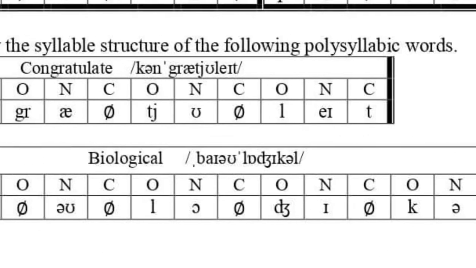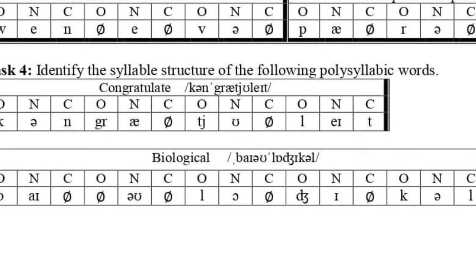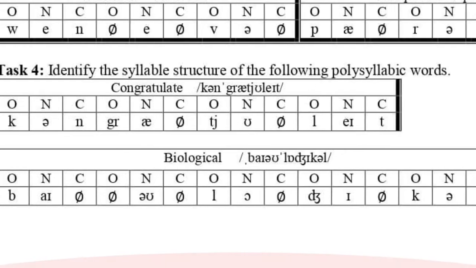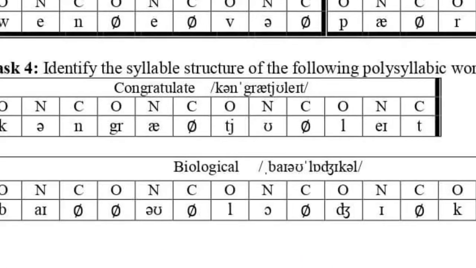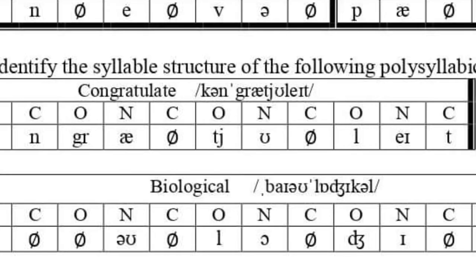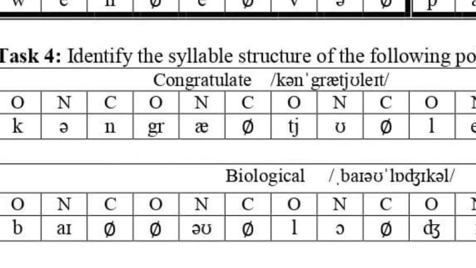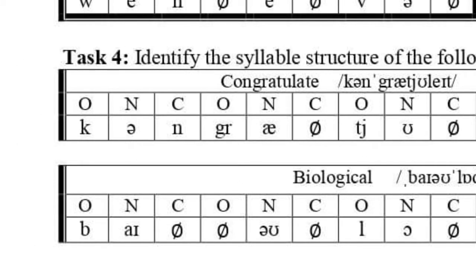We move to the last exercise where you have polysyllabic words. It means words consisting of more than 3 syllables. So here we have 2 words. The first word is congratulate. In this word, we have 4 syllables. So we start with the first syllable. In the first syllable, the onset is k, the nucleus is the schwa, the coda is n.